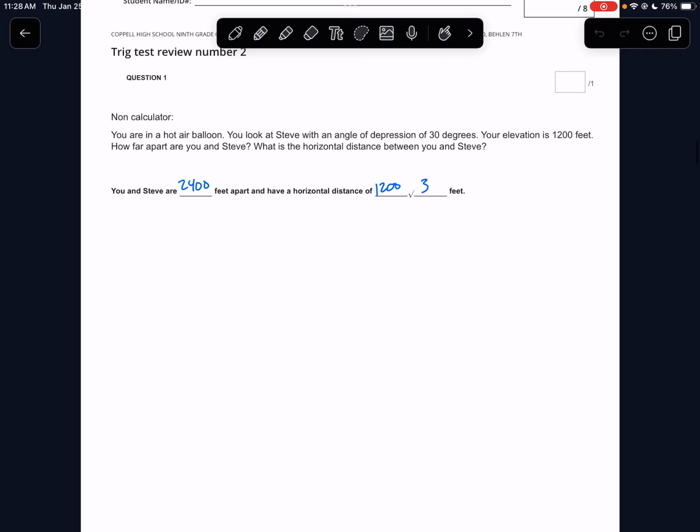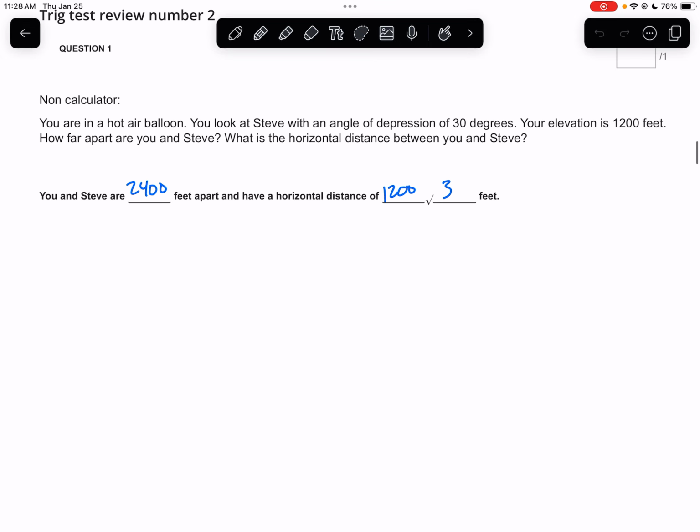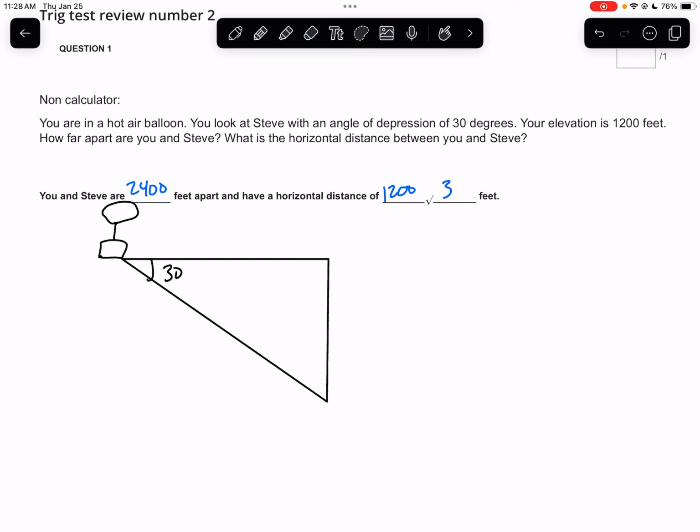First one specifies non-calculator. You're in a hot air balloon. You look at Steve with an angle of depression of 30 degrees. So you're up in the air. You got this big hot air balloon, and you're looking at Steve with an angle of depression of 30 degrees. You can draw it as an angle of depression or elevation, but angle of depression would be 30 degrees below a horizontal line. Your elevation is 1,200 feet. How far apart are you and Steve?